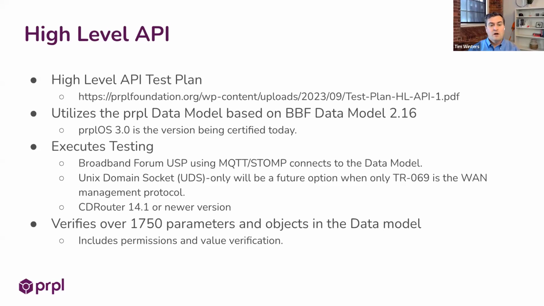We're going to have a tool that's focused on the newest USP 1.3, which has this definition of Unix domain sockets. So this means that an application running on the CPE would be able to use USP and connect and run all of these high-level APIs. So in that case, that's going to be a future revision. We're going to make that available. It's not available today. So if you're looking to run the testing right now, yes, you need to have a USP agent on your WAN interface that's able to connect over MQTT or STOMP to run all of this testing.